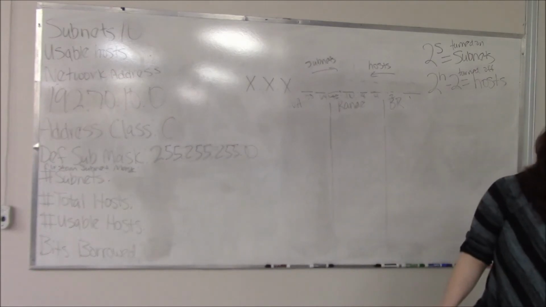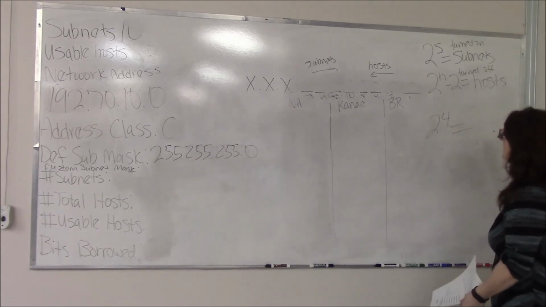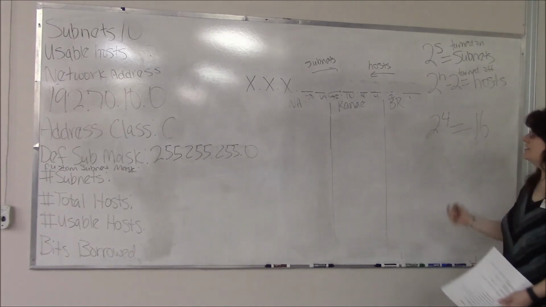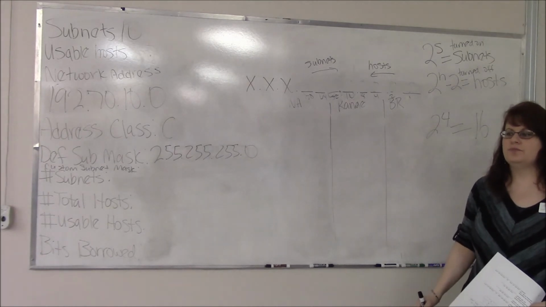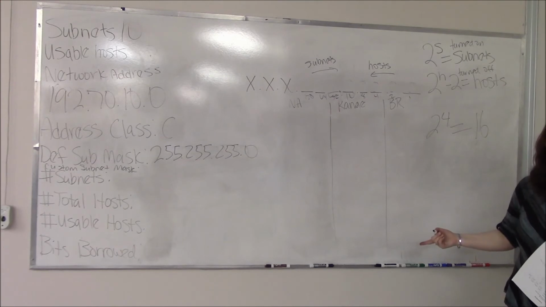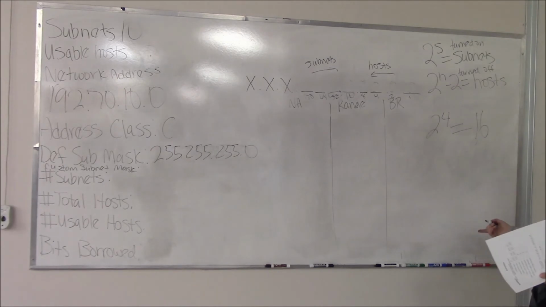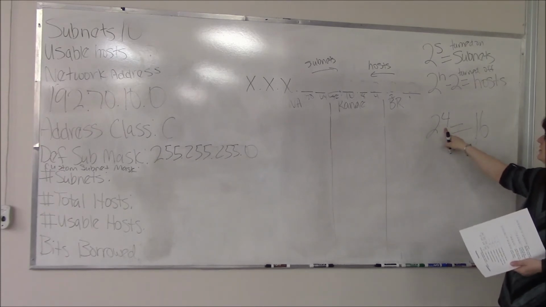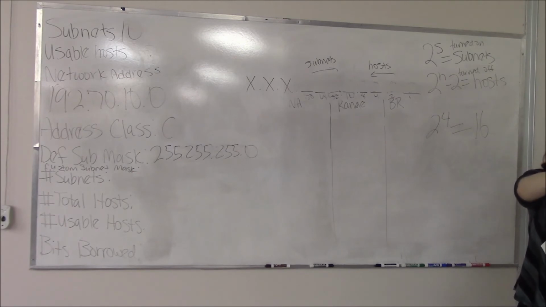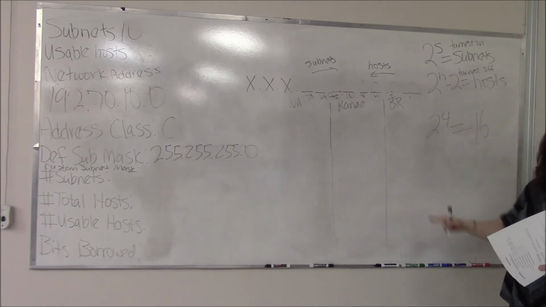2 to the 4th. Very good. 2 to the 4th equals how many? 16. 16 subnets. So, what if I had said 2 to the 5th? How many subnets would I have? Sorry, 2 to the 3rd. If I had said 2 to the 3rd, 8. I'd have 8 subnets. And 8 is not enough. So I have to push it up one more. I have to go to the next bit value over.